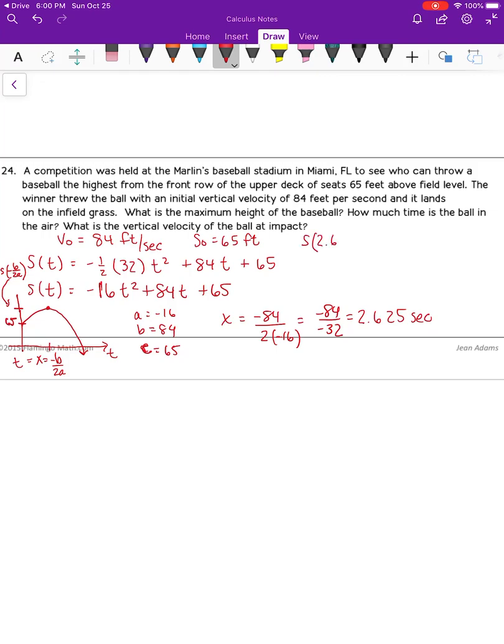And so we want to know what s of 2.625 is. So negative 16 times 2.625 squared plus 84 times 2.625 plus 65. And I got 175.25, that would be feet. So this is going to be the maximum height of the ball. I'm just going to put max height.